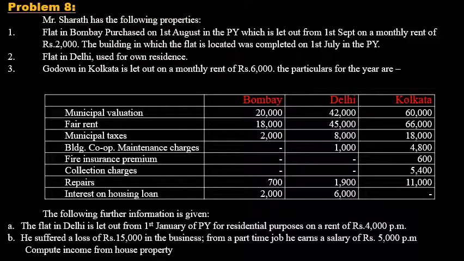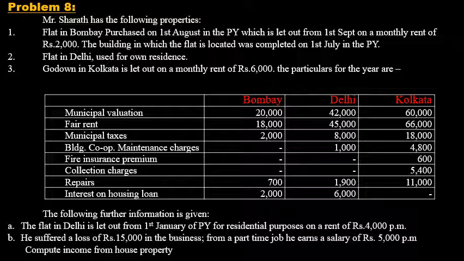Hi, today I am going to explain another problem of income from house property. Let me explain the problem first. Mr. Sharath has the following properties. Flat in Bombay purchased on 1st August in the previous year, which is let out from 1st September on a monthly rent of Rs 2000. The building in which the flat is located was completed on 1st July in the previous year.